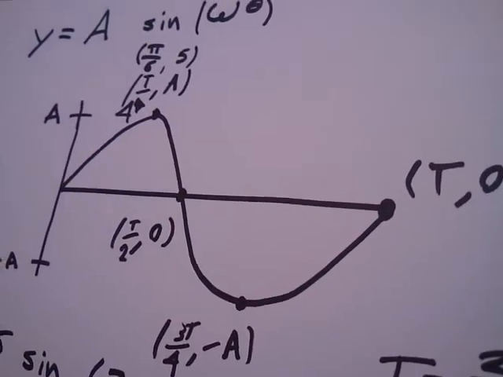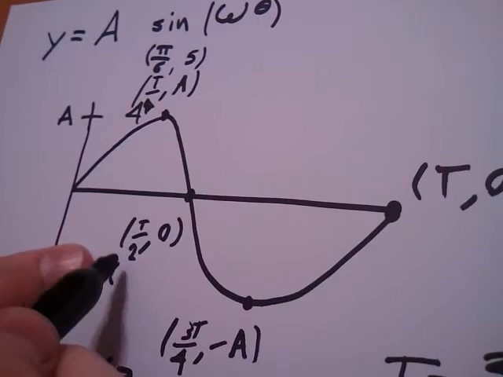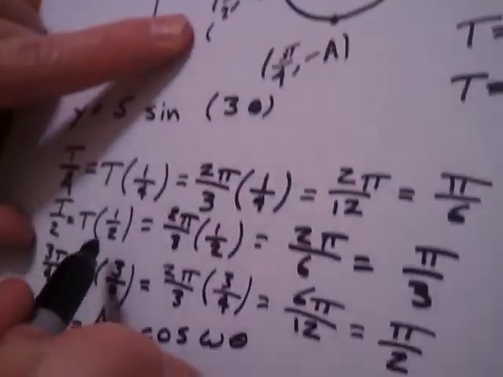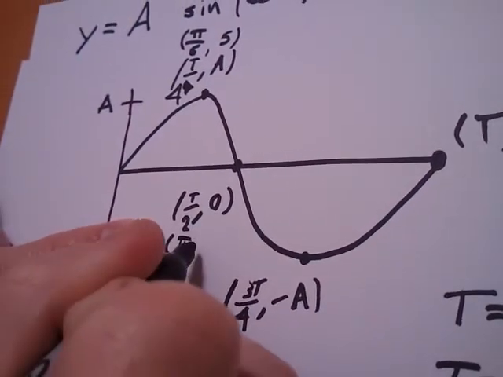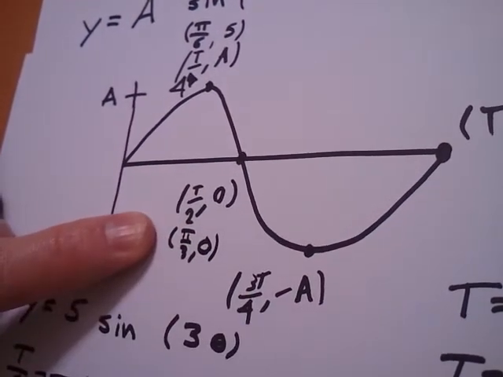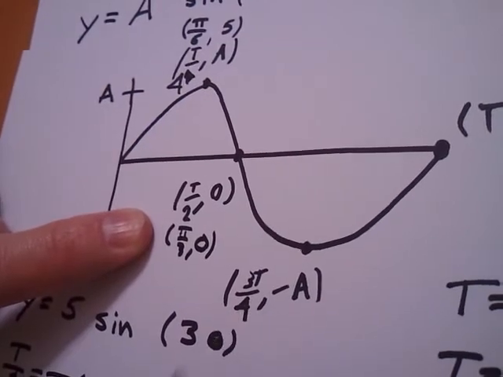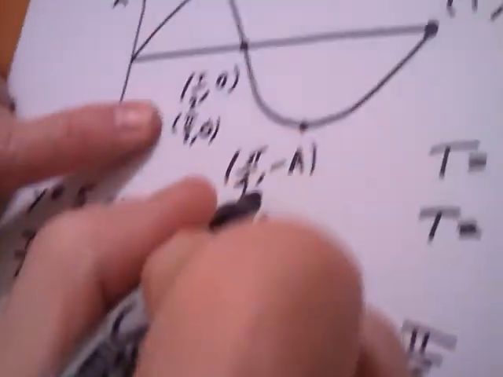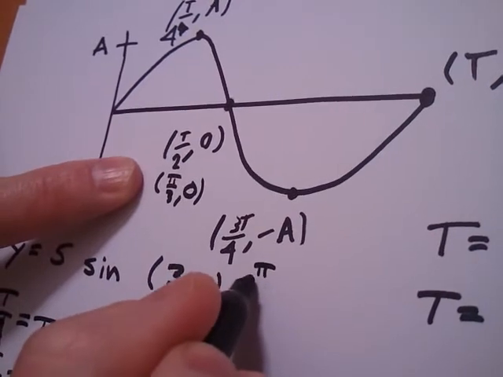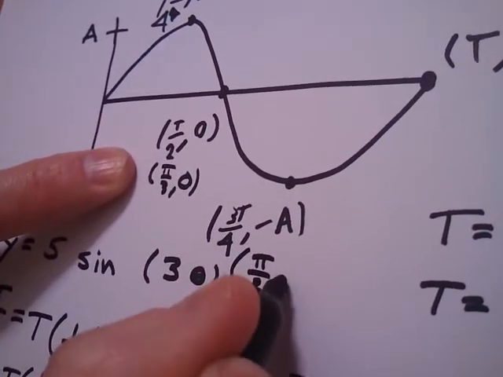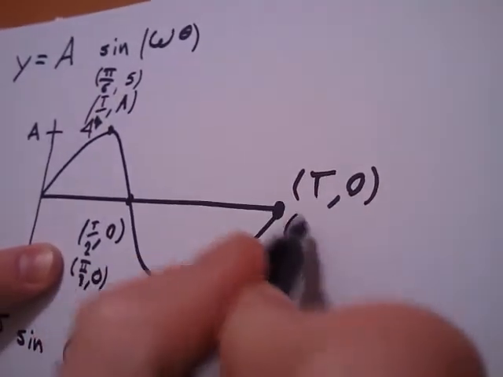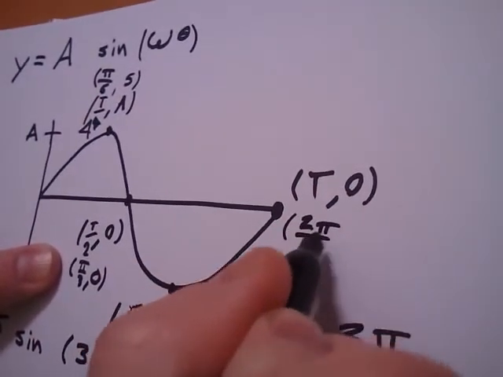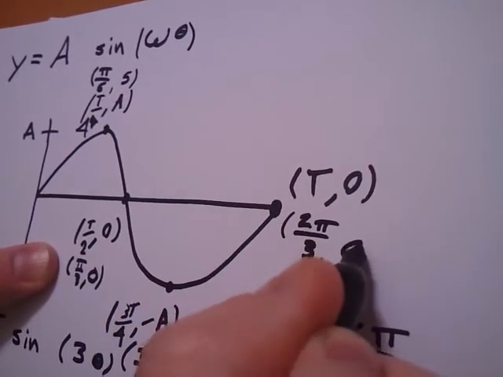And then we can go back and fill in all of our points. This would be t over 2, well, we said that one was pi over 3, so pi over 3 would be our x, and our y is still 0. 3t over 4, we said that one was pi over 2, so this is going to be pi over 2, negative 5. And then our last point, our t is 2 pi over 3, and the y is 0.